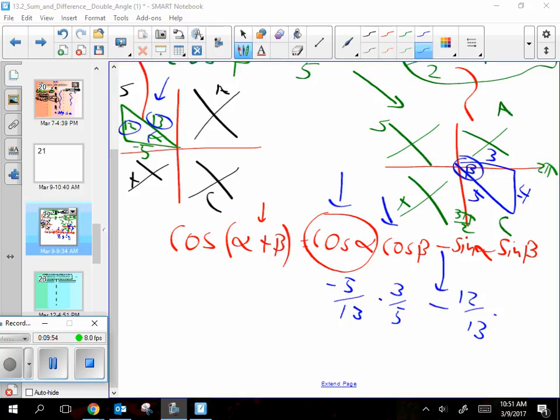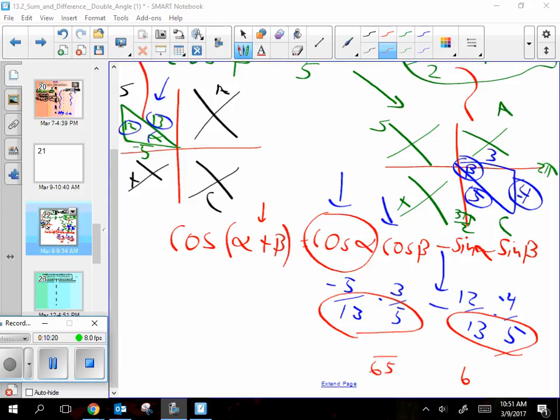Here's my beta. Sine is opposite over hypotenuse, negative 4/5. Every single time, by the nature of this formula, you will have a common denominator automatically. 13 times 5 and 13 times 5. Isn't that nice? You don't have to rearrange it and get a common denominator. All right, so that ends up being, what is that, 65? I think it's 65. Okay, so the denominators are 65s.